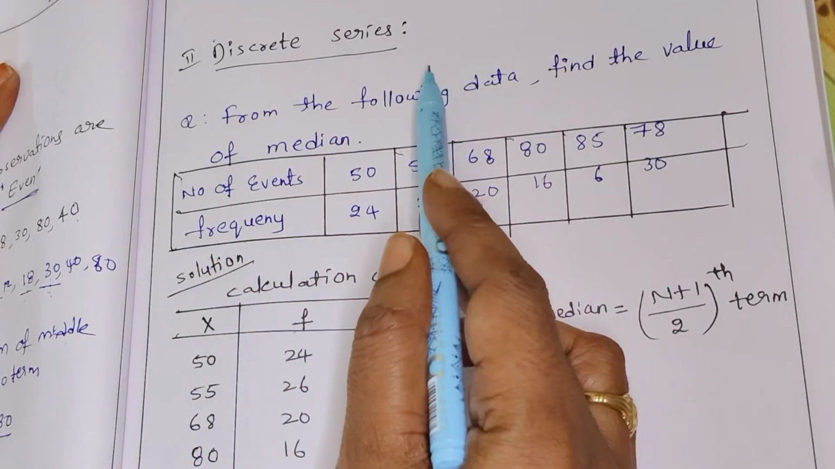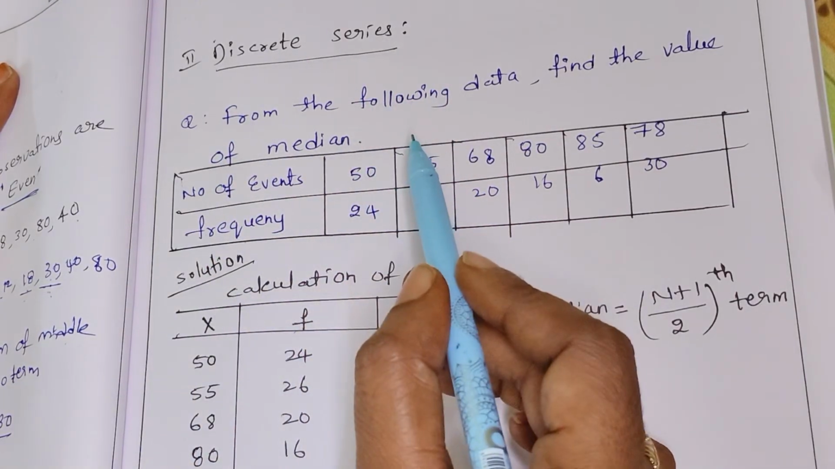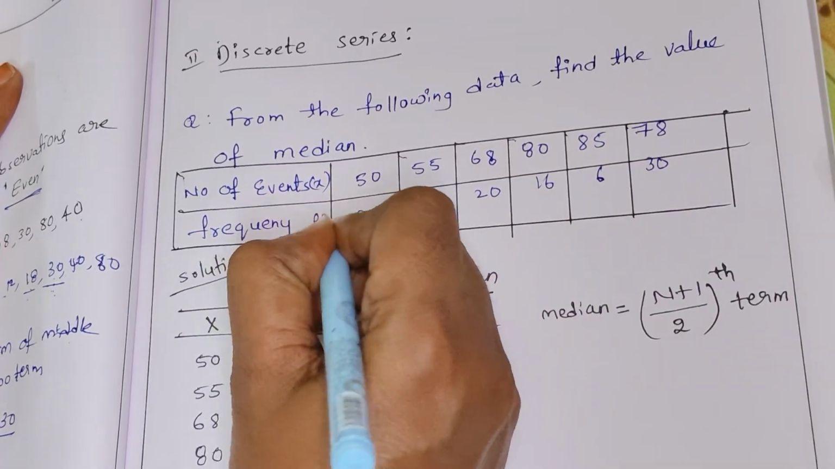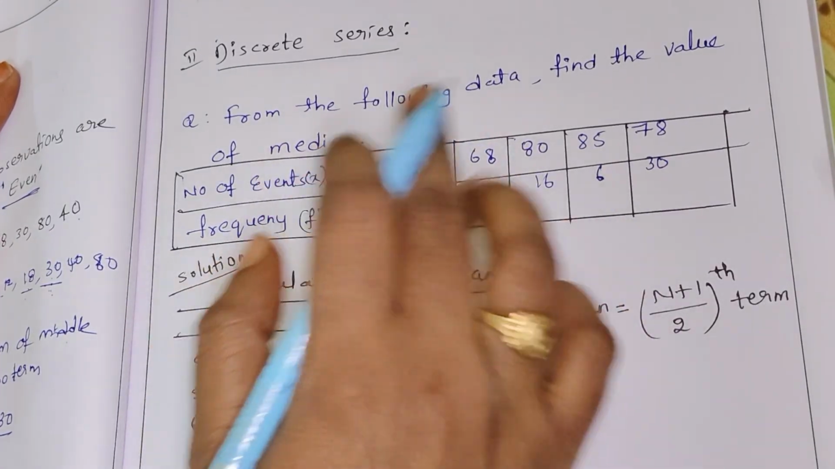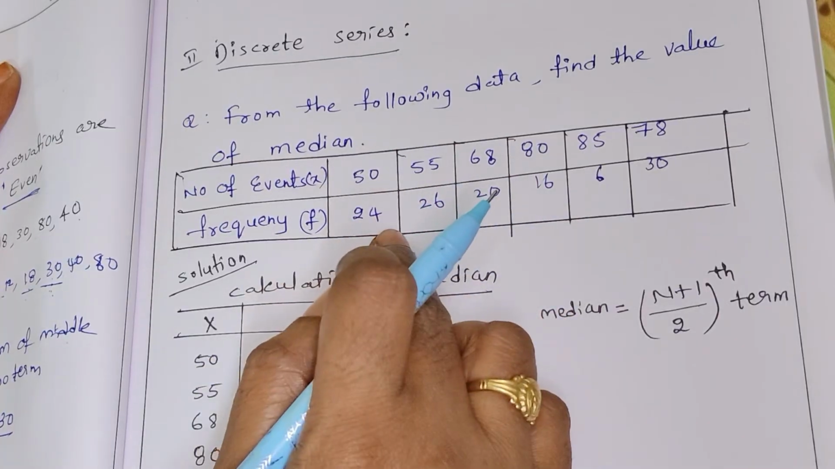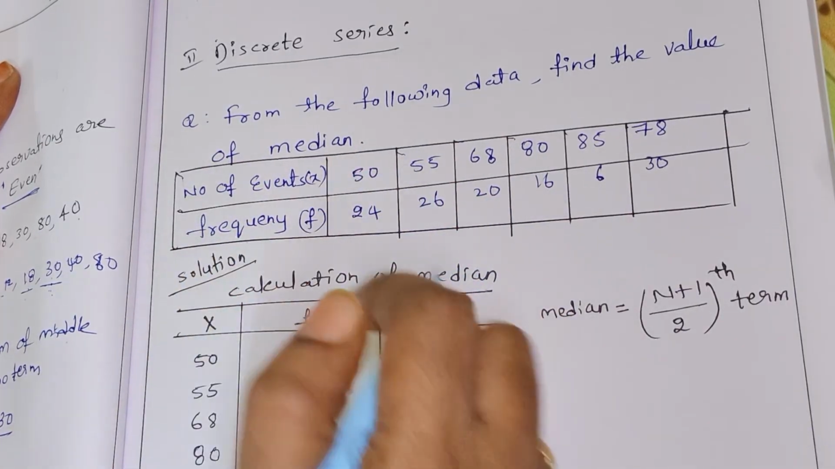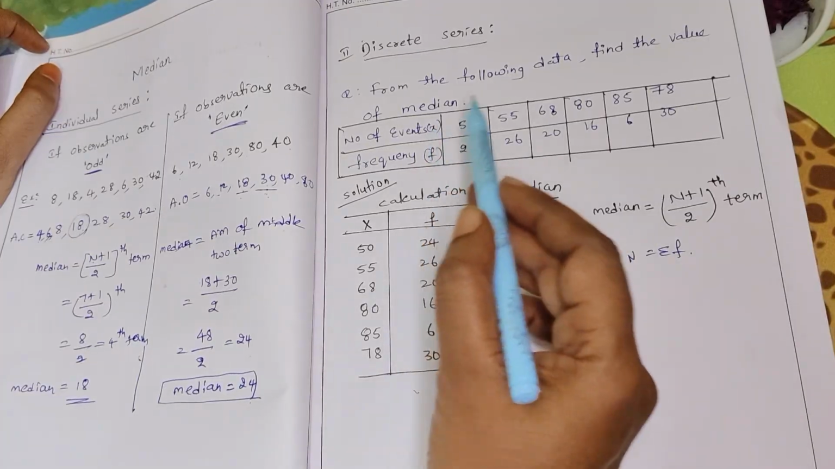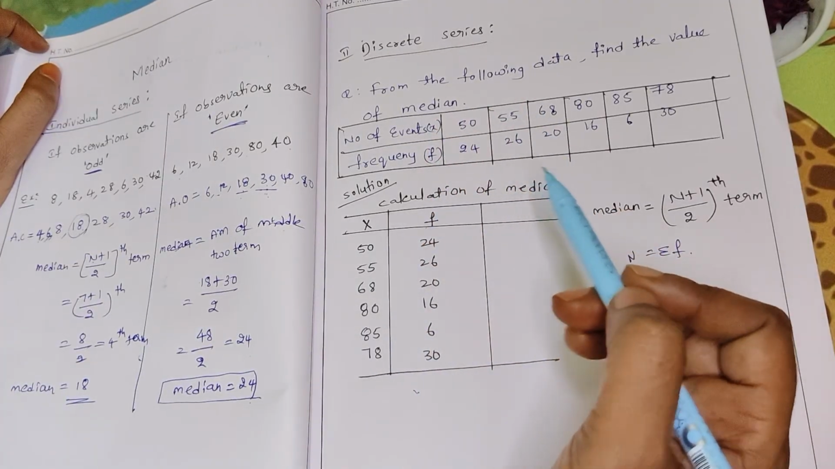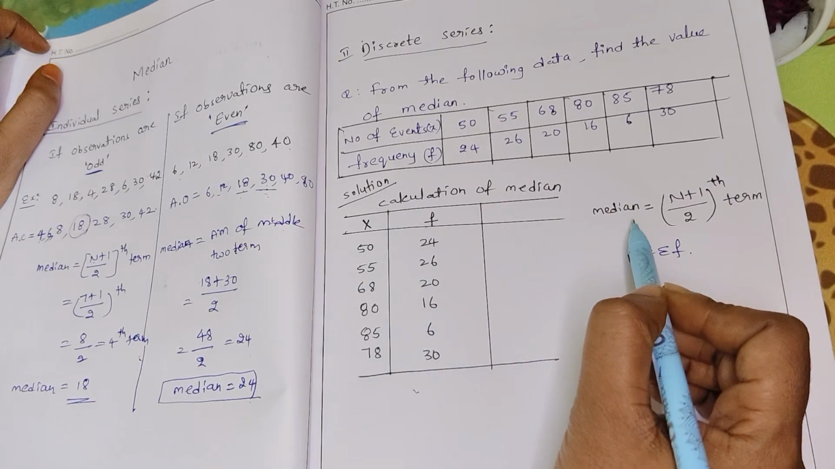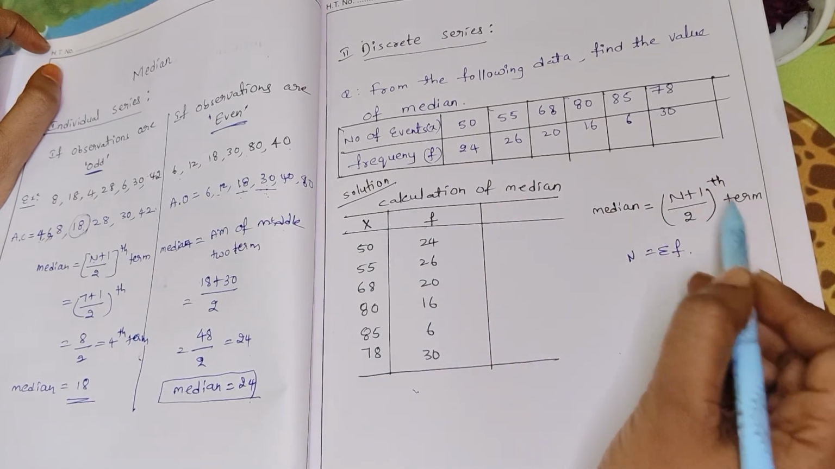If it is a discrete series, how to identify a discrete series? Here we have x values as well as frequency values. That means along with observations, we have frequencies also. If you have frequency along with the x values, then it is a discrete series. If you have a discrete series of data, how to calculate the median? Let's see. For the median, we use the formula (n plus 1) divided by 2th term.